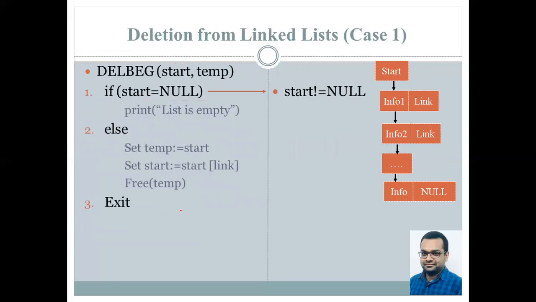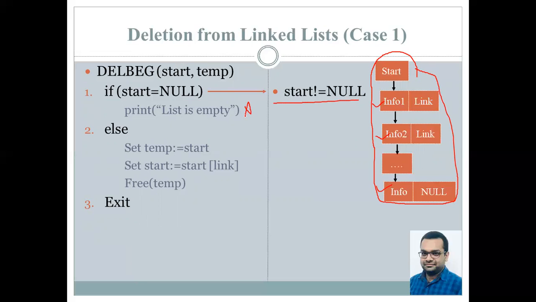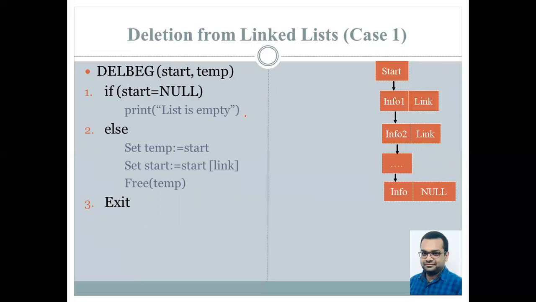So let's see, as you can see, this is the linked list that we are given. It has the information info1 in the first node, info2 in the second node, and so on till the last node. Now, as you can clearly see, the start value is not null because our list is not empty. Therefore, this line will not be printed. So the control directly jumps to the else part. You can see, and over here, this first statement is executed.